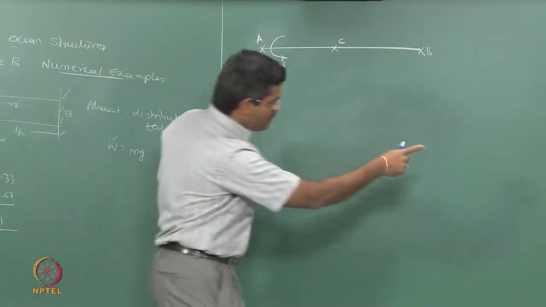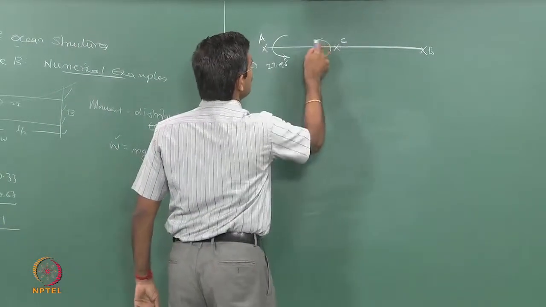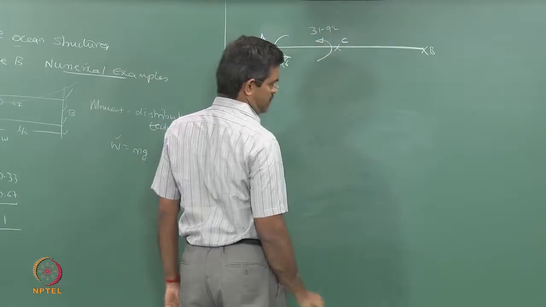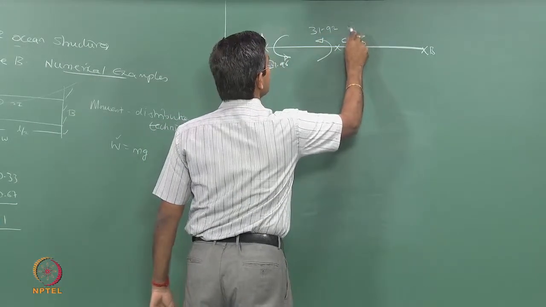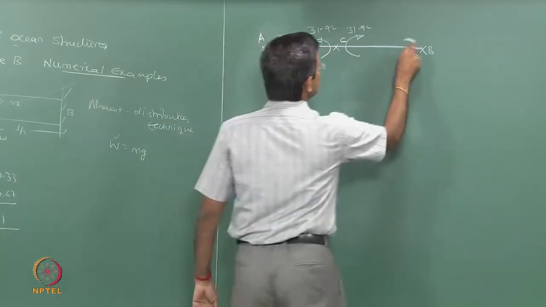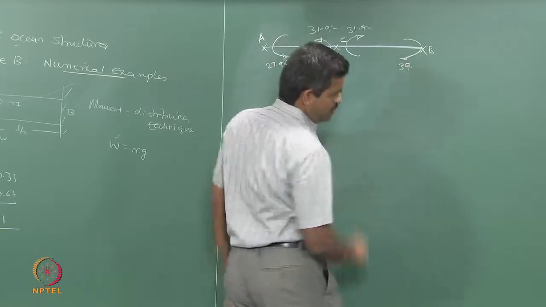Now, you see the other one is again negative. Let us say this is again anti-clockwise because it is 31.92. And this is clockwise 31.92. So, it is balanced, again positive 39.96.